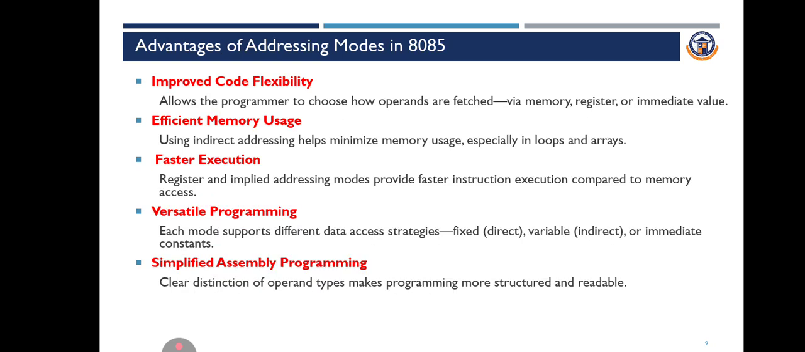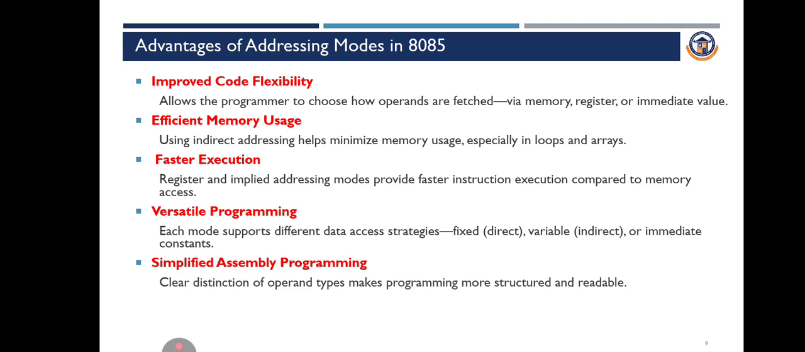These are the advantages of addressing modes in 8085. First is improved code flexibility: it allows the programmer to choose how the operands are fetched, via memory or register. The next one is efficient memory usage: using indirect addressing helps minimize memory usage, especially while using loops and arrays. Then faster execution: the register and implied addressing modes provide faster instruction execution compared to memory access.